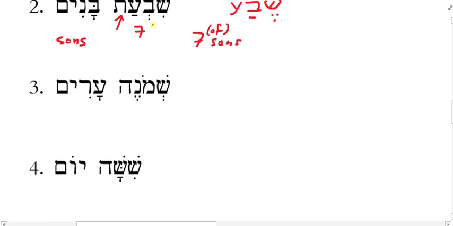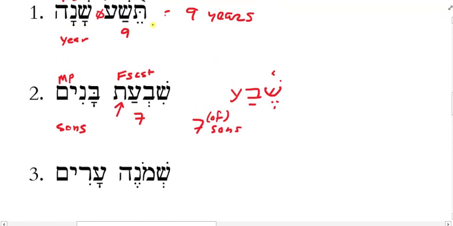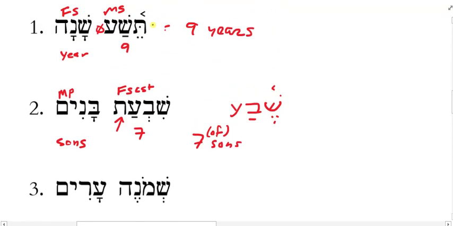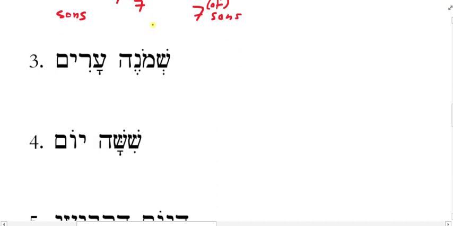Now, let's look at number 3. Or let me ask you, do you guys have any questions about these 2? All right. Look at number 3. We have Shimone. Shimone, what is the number for this? What number does this represent? This is the number 8.